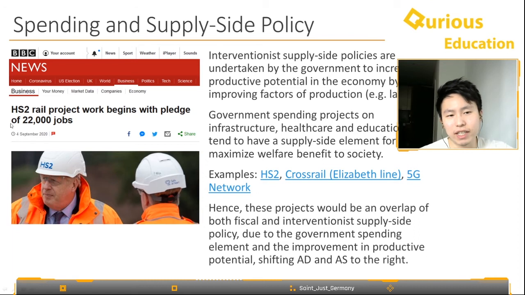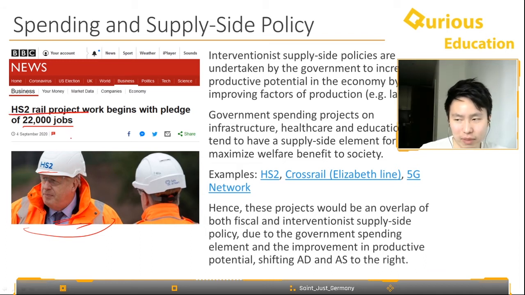So this is the case with HS2. HS2 has just begun in terms of its rail project, and supposedly it should help create 22,000 jobs. So we've got lovely Boris here, our Prime Minister with the HS2 hat. I think Boris always likes to visit these places. I think he went to Oxford in order to look at how the COVID vaccines are doing, and then he just gives really funny comments. But anyway, he's very involved, as we can see.